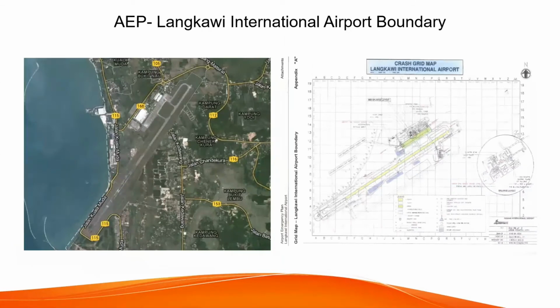Okay, so this is an example that I have taken from an AEP, which is the Langkawi International Airport. This is an example of the grid map. As you can see, the runway is in very close proximity with a large body of water, which is the sea, as you can see at the end of the runway near the Kuala Muda mark there. And if you look at the grid map on the right, the blue marks on the runway are swampy areas.